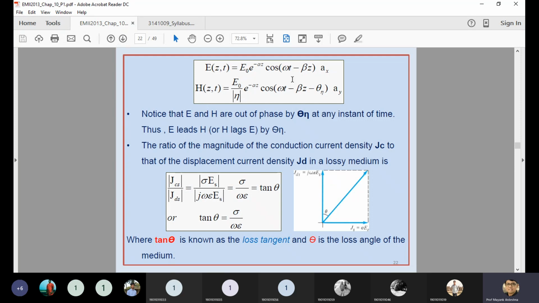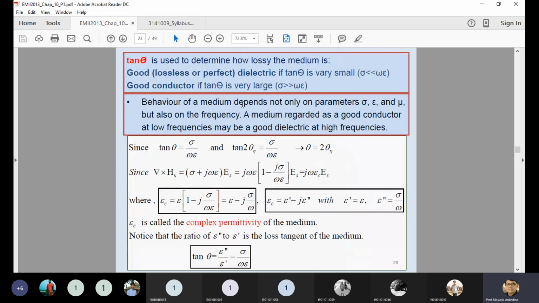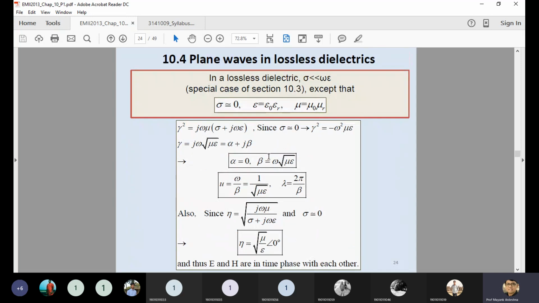This is a similar signal. Instead of this one, they are replacing it with E0 upon eta. Eta is your intrinsic impedance, which is 120 pi. We are not going into detail on this theta part. This is sufficient for the movement of waves in a lossy dielectric.